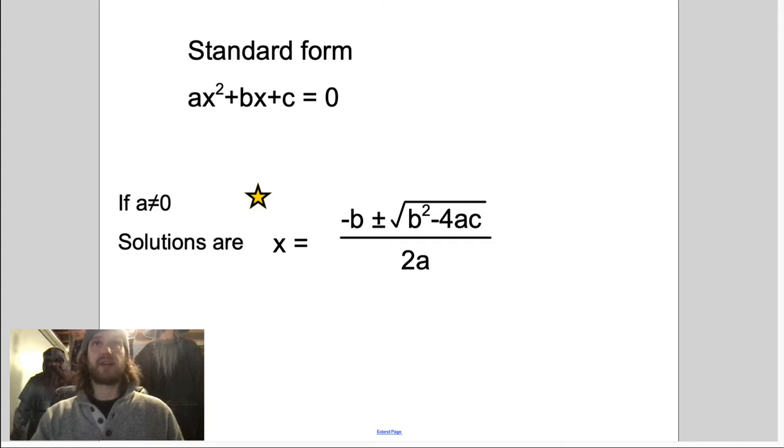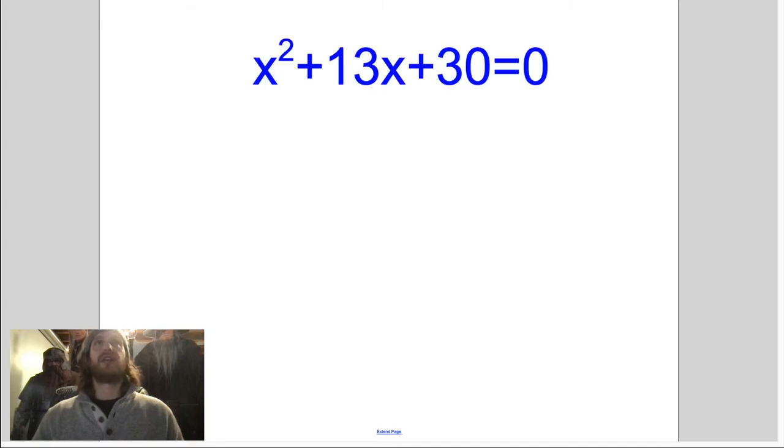Pretty incredible, if you ask me. Pretty amazing. So, let's go ahead and jump right into it. We're going to do some examples using this. All right, so let's go ahead and solve x squared plus 13x plus 30.